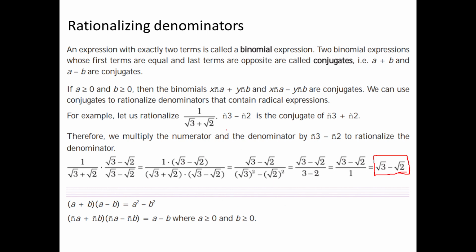To get this, we need to use these formulas here. As we see, for example, here we use this formula, and it says that in brackets square root of a plus square root of b times in brackets square root of a minus square root of b will be equal to a minus b. And here we use this formula.